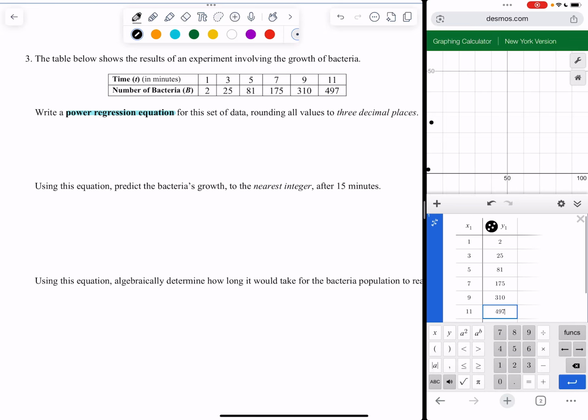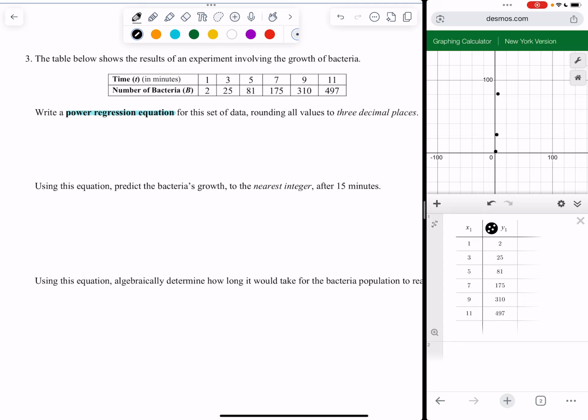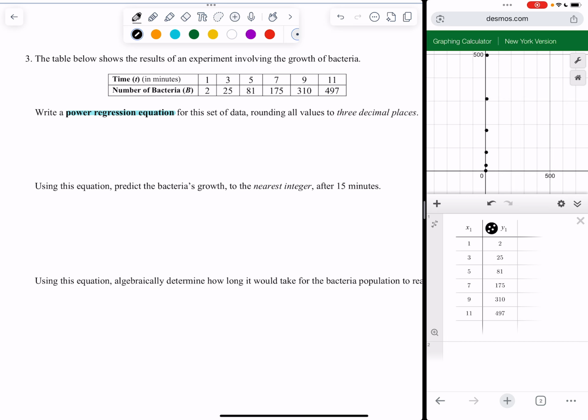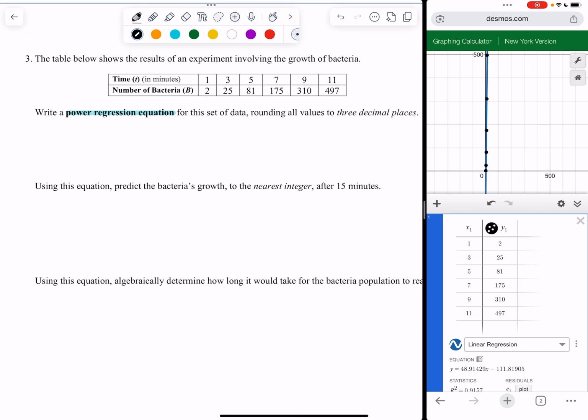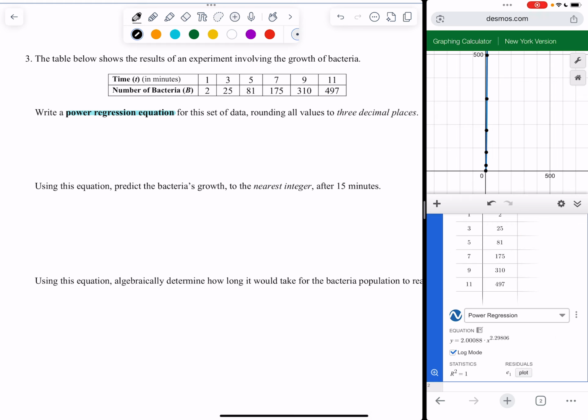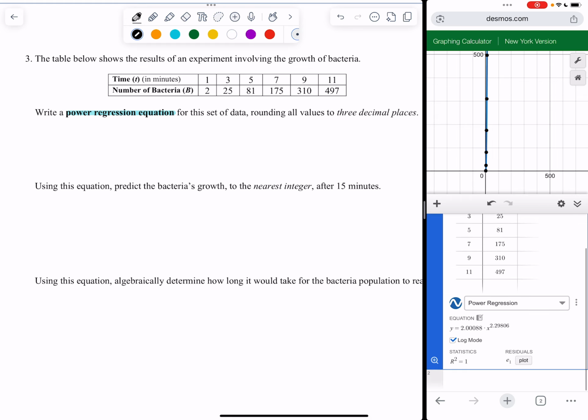Once you get these values in, something that is happening on my graph is it is plotting them. Not that you need to see that, but you could if you wanted to. I'm going to hit the regression button, go down here, and change it to power, so it's a little further down than where exponential was. Again, we're going to leave that log mode clicked.